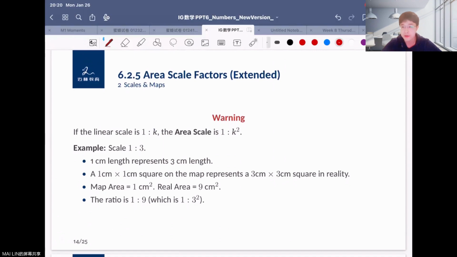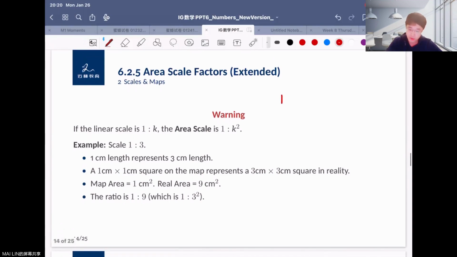Here are some further understanding questions about area scale factors. If the linear scale is 1 versus k, the area scale is 1 versus k squared. Suppose we have a rectangle of 1 centimeter by 2 centimeters. If we enlarge it by 2 times on both the width and the length, it becomes 2 by 4.